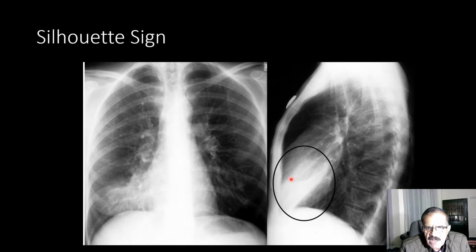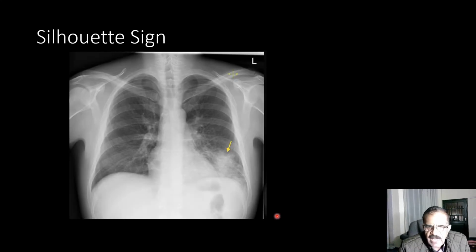Had this consolidation been here, then you would be able to appreciate this right cardiac border. Best way to localize consolidated part is perhaps the lateral film, but from silhouette sign you can make a reasonable guess. From this you could guess that this consolidation is in the anterior part of the lung. That is confirmed here.